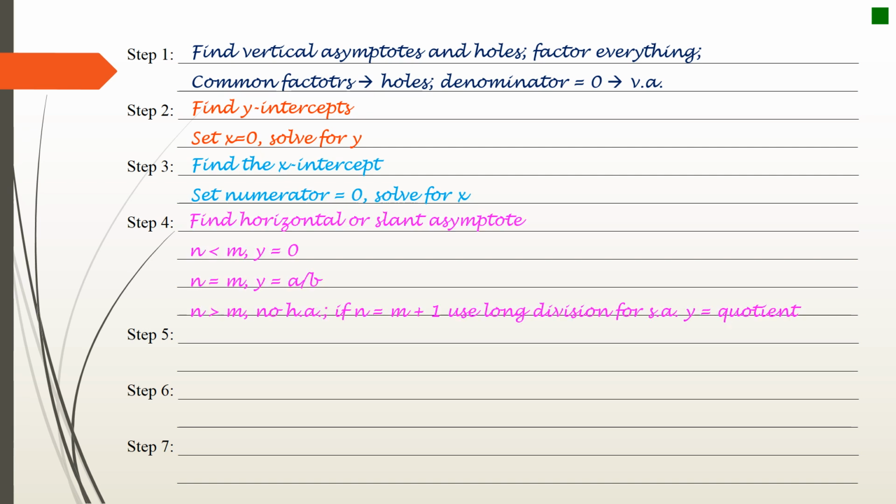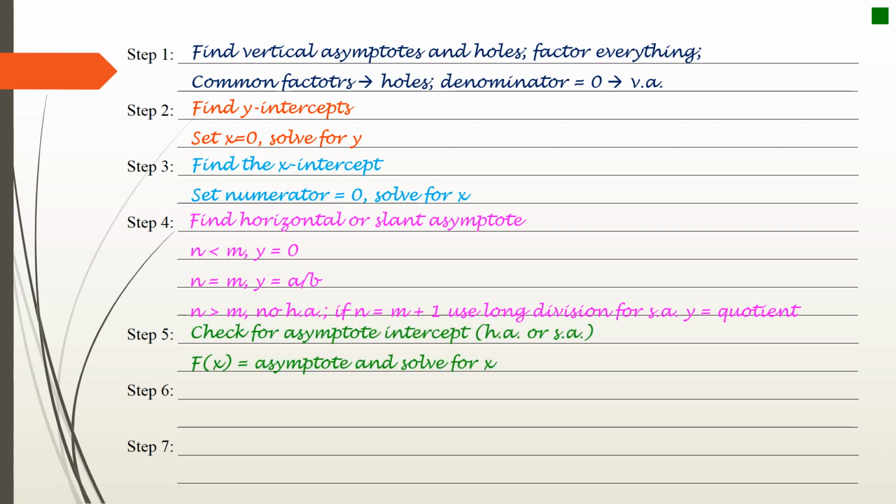We also want to find our horizontal and slant asymptotes. And remember, if n is less than m, our horizontal asymptote will be y equals 0. If n equals m, our horizontal asymptote will be the leading coefficient of the numerator a divided by the leading coefficient of the denominator b. And if n is greater than m, there's not going to be a horizontal asymptote. And if n is greater than m by 1, there is a slant asymptote, and we're going to use long division, and the slant asymptote will equal the quotient of our division problem.